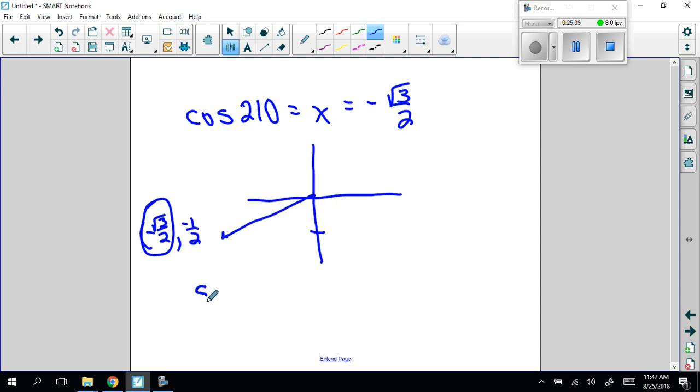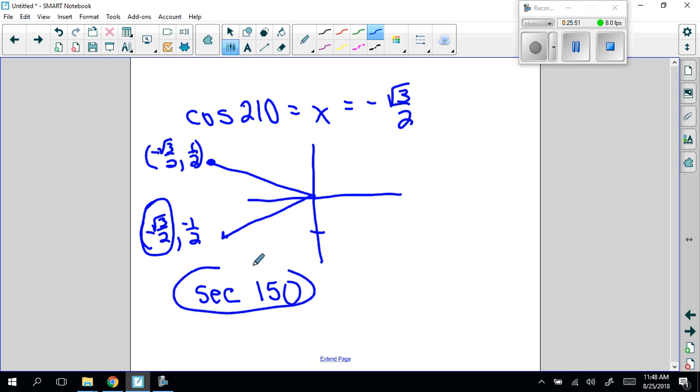Now, if somebody says secant 150, I turn and burn 150, and I know the y value is 1/2. I know the x value is square root of 3 over 2 negative. Secant's the reciprocal of cos, so I reciprocate that. Minus 2 over radical 3. Minus 2 radical 3 over 3. Whoa, rationalized in my head. Woo!